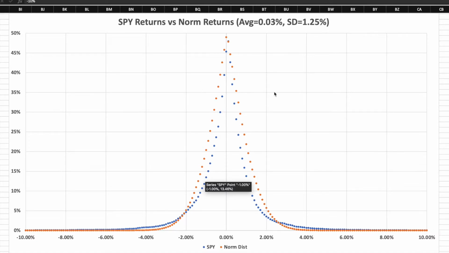And as you can see here, the actual data resembles the bell curve very, very closely. And so the way you interpret this graph is on the x-axis down here. These are the daily price returns, all the way up to positive 10%, down to negative 10%. And then on the y-axis, this shows you the percentage of the time where these returns actually occurred.